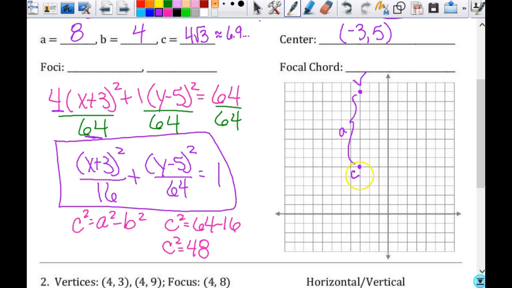So from C, I can go 1, 2, 3, 4, 5, 6, 7, 8 the other way. There's another vertex. I know that B is 4. 1, 2, 3, 4. So this is my B length. So what does this point represent? A co-vertex. So if you were asked for these things, I know what A is. I found my A and B, and I found my center point. I've got all that stuff, and I can just pull the points off the graph at this point.